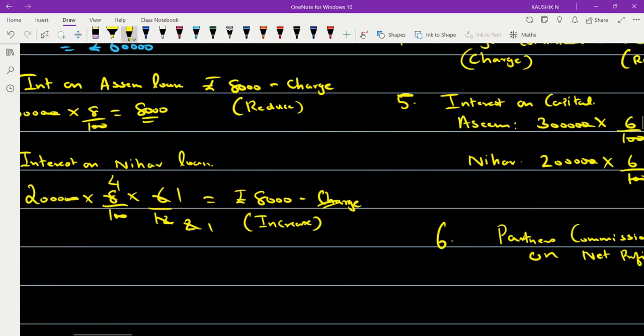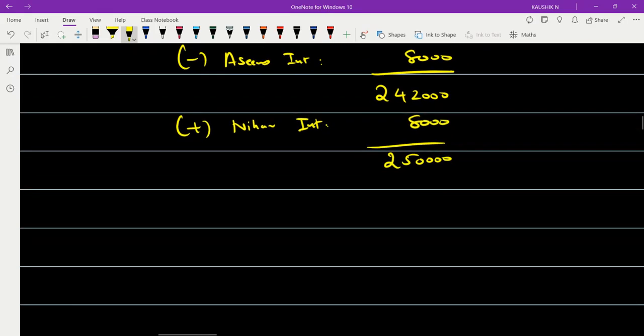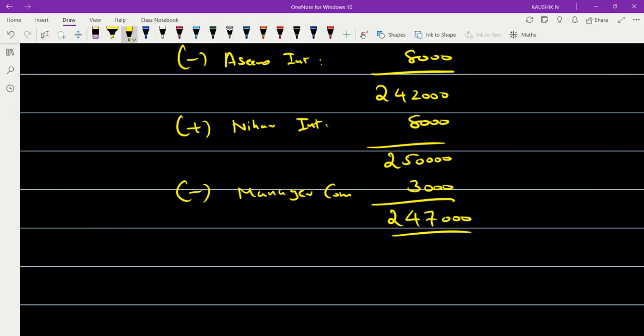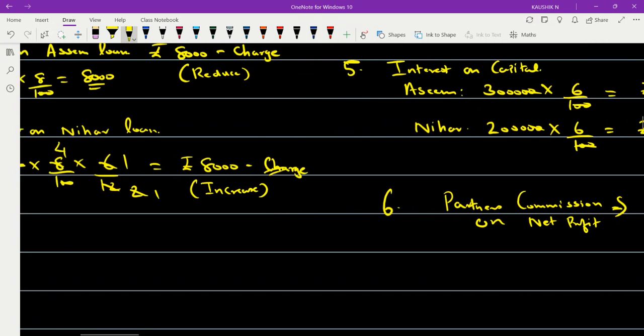Any doubt? Okay. Now coming up here, manager commission is also a charge. It will reduce 3,000. So from this value of 2 lakh 50, subtract manager commission of rupees 3,000. You will be left with 2 lakh 47,000. Right? Am I making sense to you?